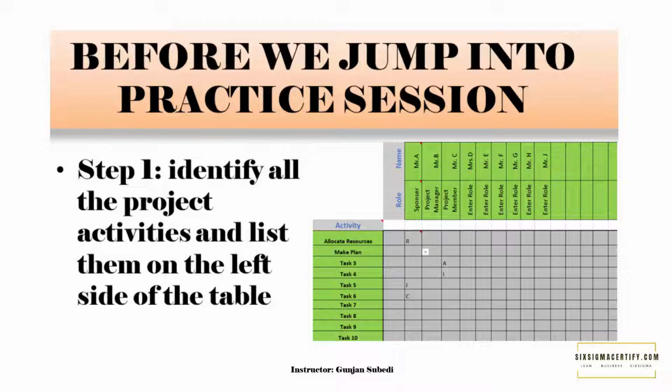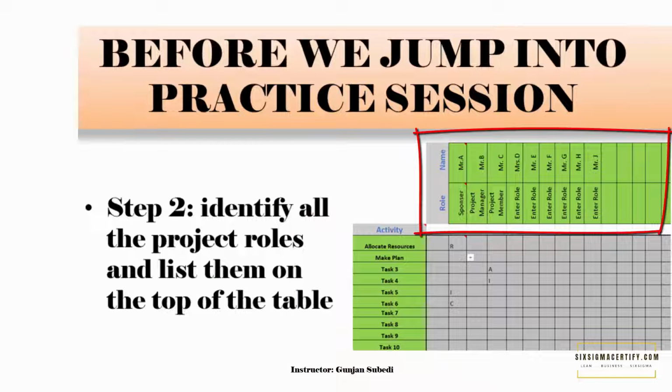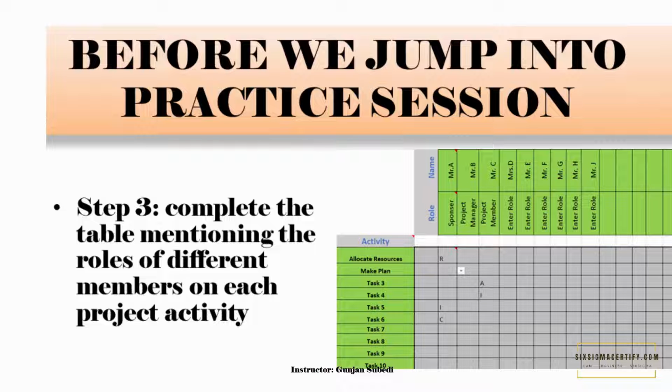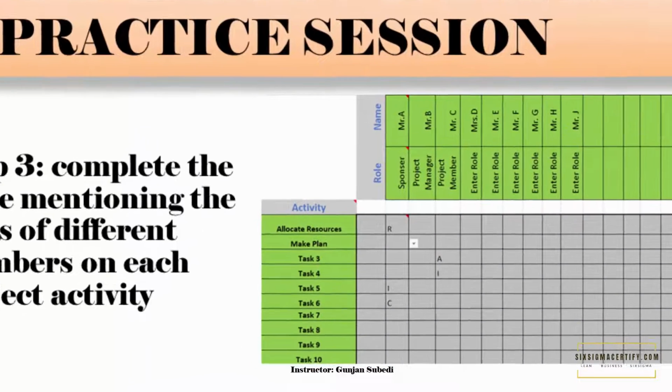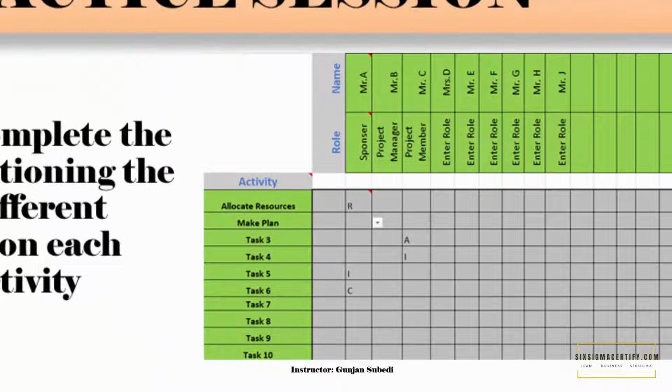In the first step, you have to identify all the project activities and list them on the left side of the table, like shown in the table. Then, we identify all the project roles and list them on top of the table like this. The third step is to complete the table mentioning the roles of different members on each project activity. Here we see that Mr. A is the sponsor and he is accountable for the allocation of resources needed for the project.